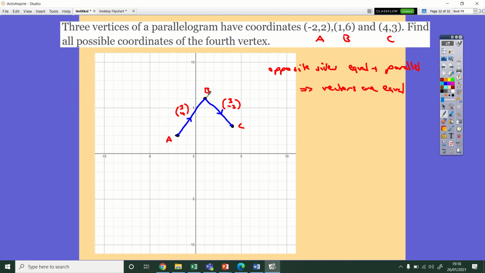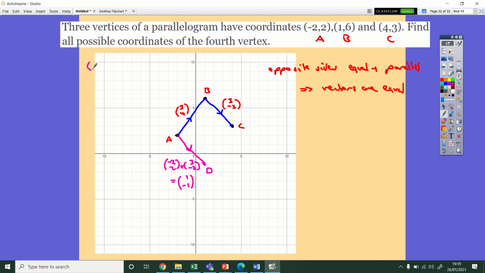Okay, so if our vector BC is (3, -3), then on the other side, we're going to have the vector (3, -3) going down this way as well. 2, 3. It gets me to there. So this could be point D, which I can work out by going from position A, which is at (-2, 2), and adding the vector (3, -3). And what's that going to give me? It's going to give me (1, -1). So as a coordinate, that's going to be (1, -1).